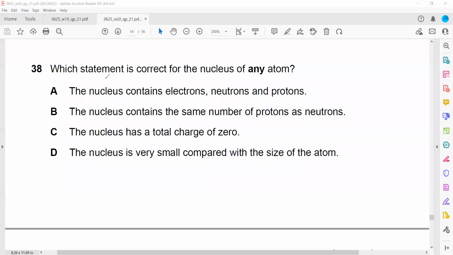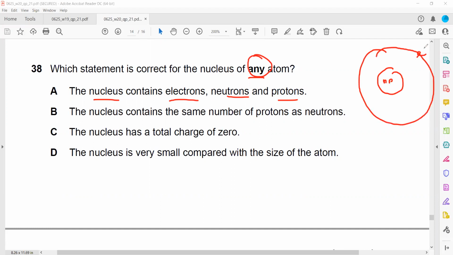In this question, which statement is correct for the nucleus of any atom? The nucleus contains electron, neutron and proton. That is totally wrong. How can the nucleus contain electrons, protons and neutrons? Because the nucleus is a central part, it contains neutrons and protons, and around the nucleus electrons are revolving. So that's why statement A is totally incorrect.